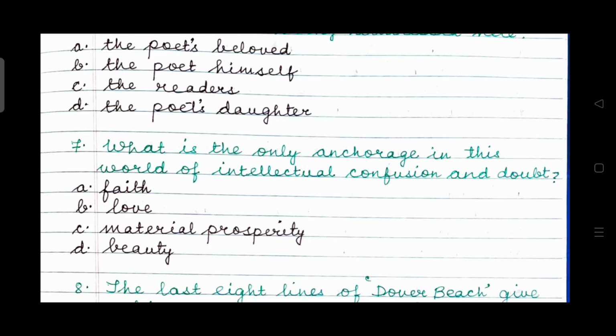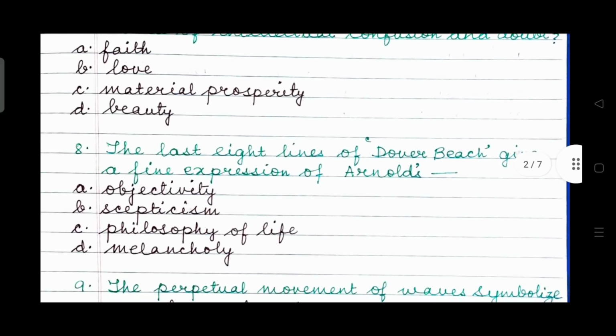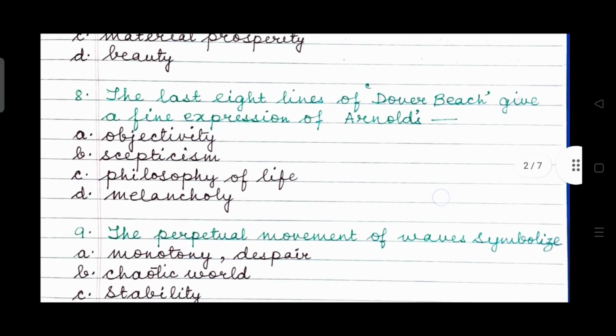Our love, let us be true to one another. These are the quoted lines from the poem. The right answer is love. Question 8. The last 8 lines of Dover Beach give a fine expression of Arnold's objectivity, skepticism, philosophy of life, or melancholy. The right answer is option D, melancholy or pessimism.